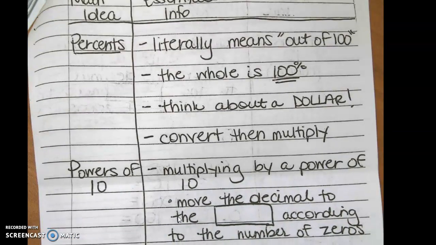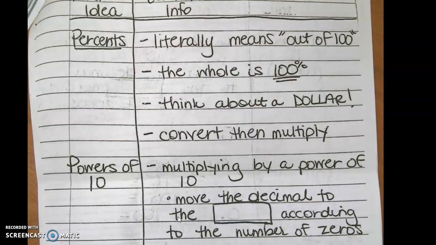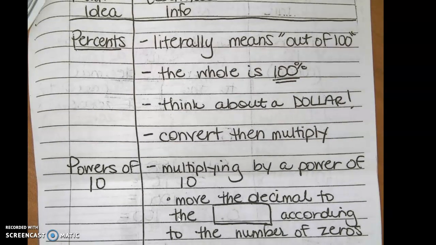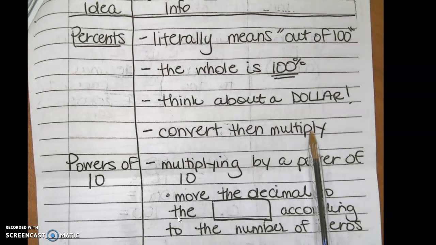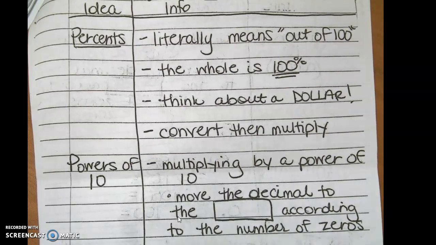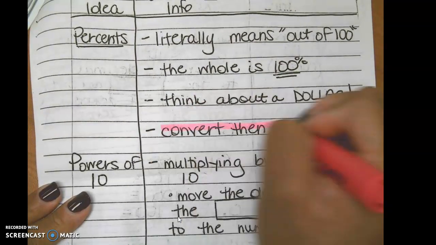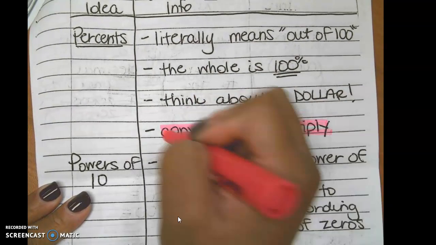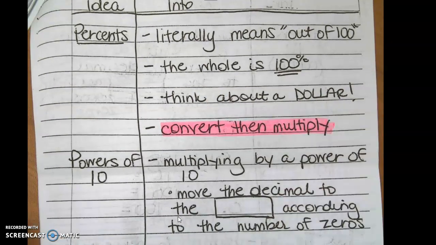Percents literally mean out of 100. The whole is 100. Think about $1. Whenever you see them, convert, then multiply. This is an important strategy. This can almost eliminate the need for us to make a proportion.